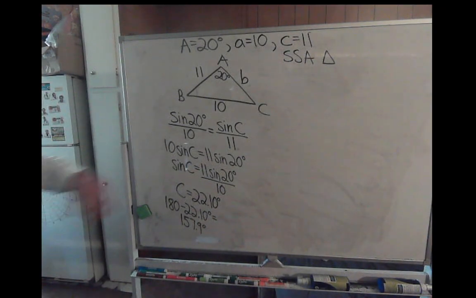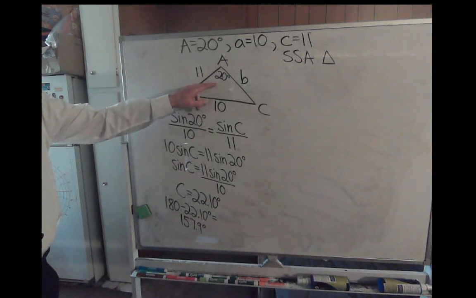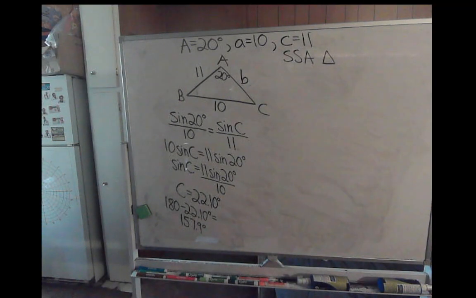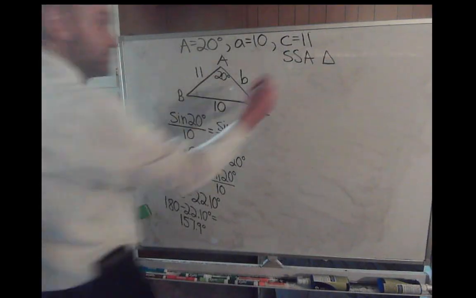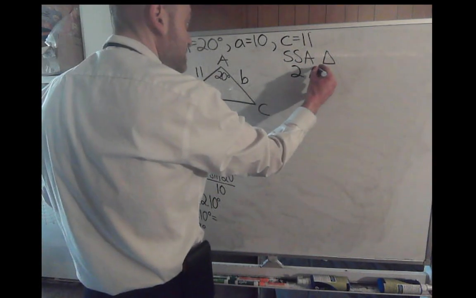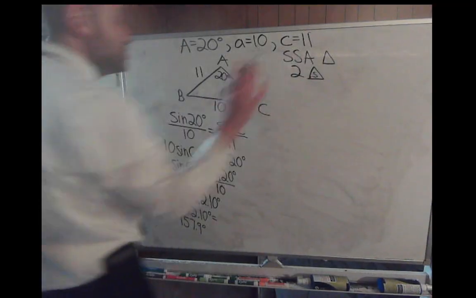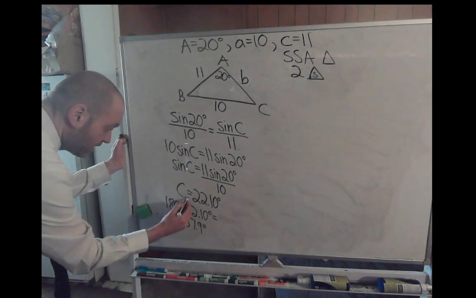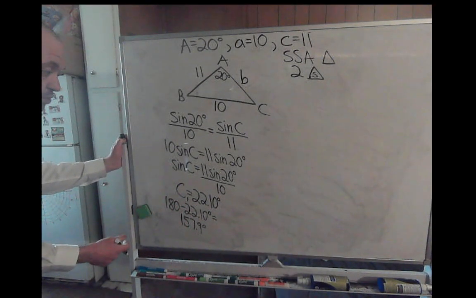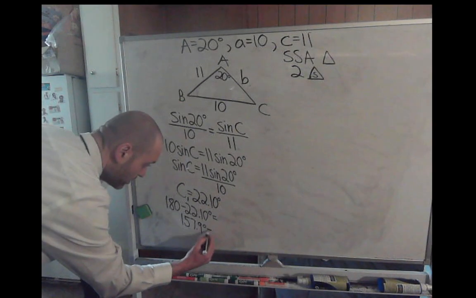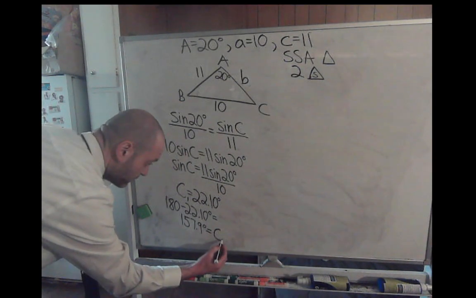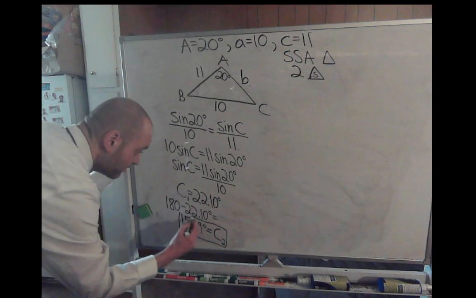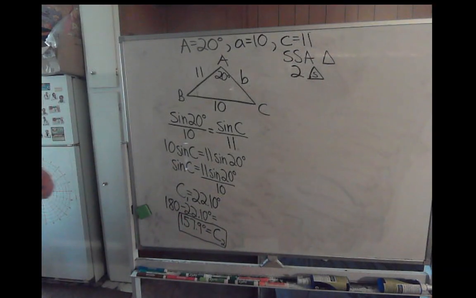Well, if you add 157.9 and 20, you're still under 180. You would have 177.9. So we actually have two triangles in this case. This is a case of two triangles. So we've determined our first triangle for angle C has a measure of 22.10. Our second triangle for angle C has a measure of 157.9.